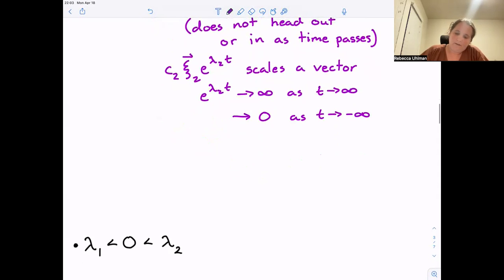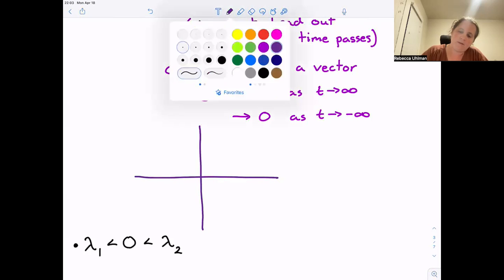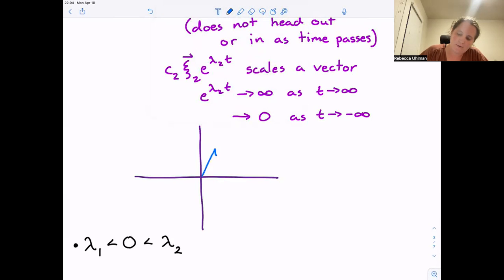So if we draw our coordinate system, again, we'll pick representative vectors for psi1 and psi2. Psi1 will still draw the line through following along the vector psi1 through the origin, but that line will not have any arrows on it, because that line, as time passes, the points just stay still.